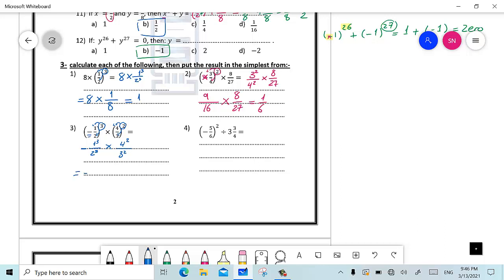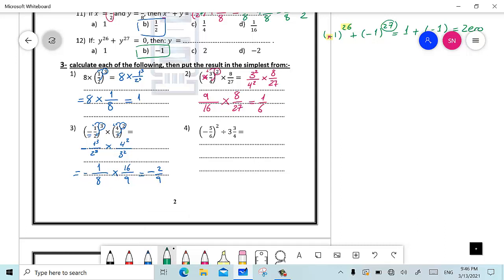So again, I have here negative 1 raised to the power of 3, this is 1, 2 to the power of 3, this is 8, times 4 to the power of 2, this is 16, and 3 to the power of 2, this is 9. So my final answer is going to be equal to negative 2 over 9. And please don't forget the negative sign.